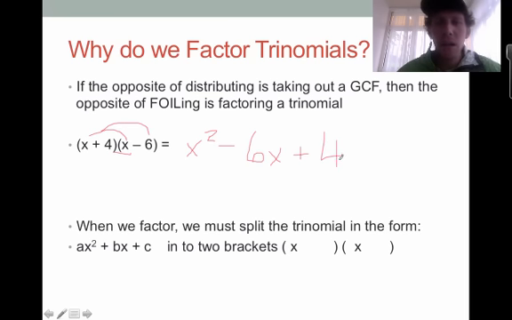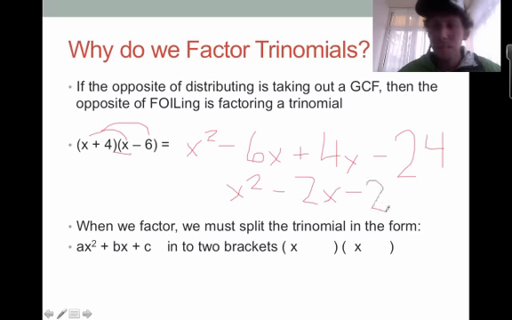And finally, we do our last, or our constants. We're going to multiply them. 4 times negative 6 is going to be negative 24. Then, before we move on, we're going to combine like terms. So for this one, what we get is x squared minus 2x minus 24. So we've turned two sets of brackets into a quadratic equation here.